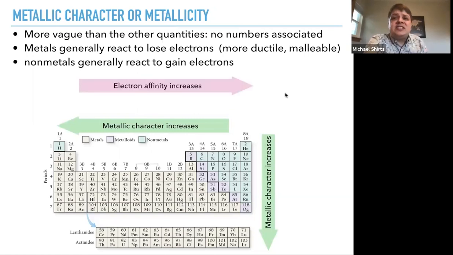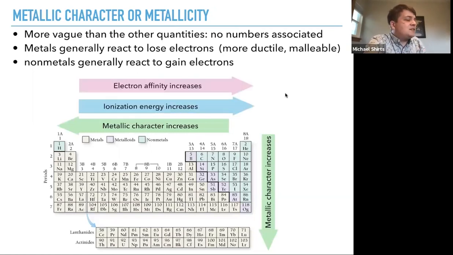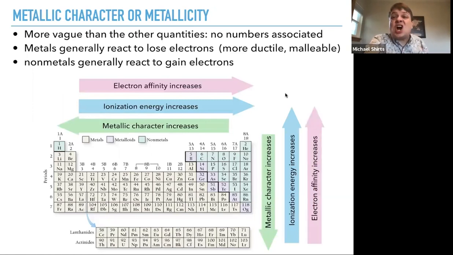But generally, this is just a reflection of it moving opposite in the direction of electron affinity and ionization energy increases. So as the ionization energy increases, it's harder to pull electrons off. As the electron affinity increases, it tends to like gaining new electrons more. So really, when you look at metallic character or metallicity, it's really just a reflection of being the opposite of the trends in electron affinity and ionization energy.